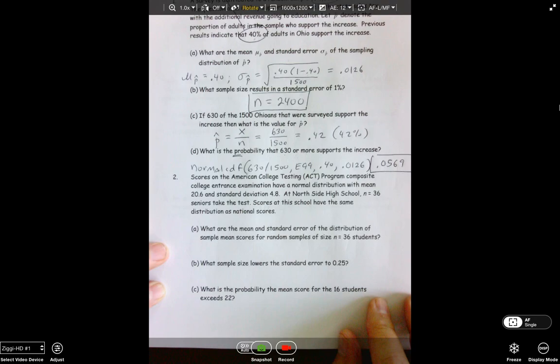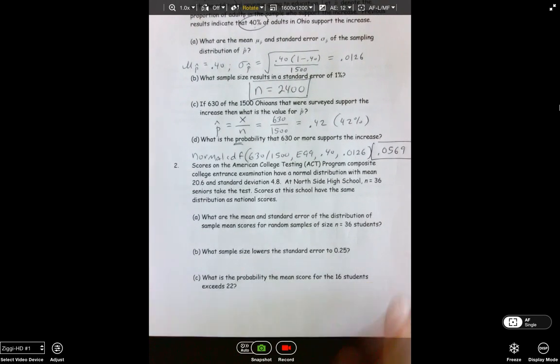Box it in just to make sure we know it's right. All right, scores on the ACT program composite college entrance examination have a normal distribution, mean 20.6, standard deviation 4.8.